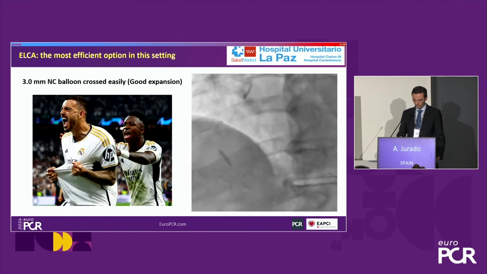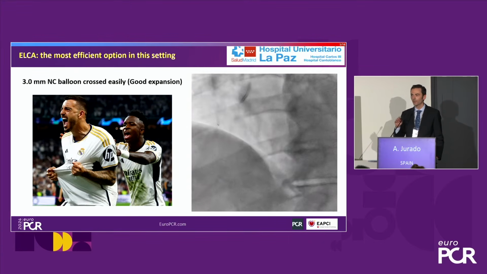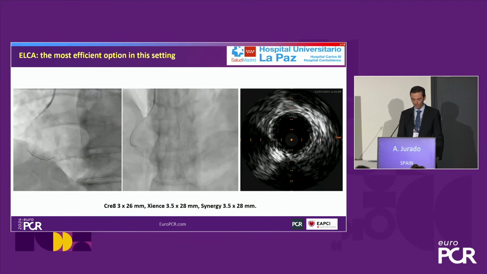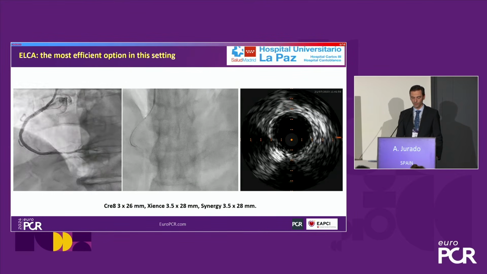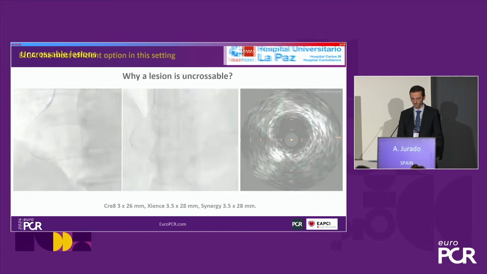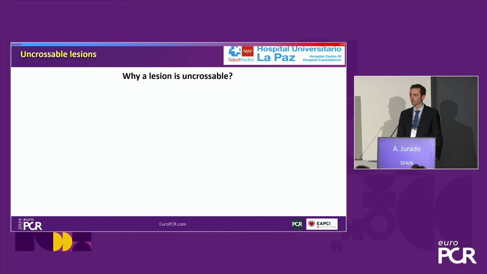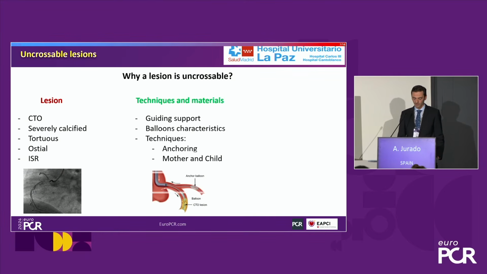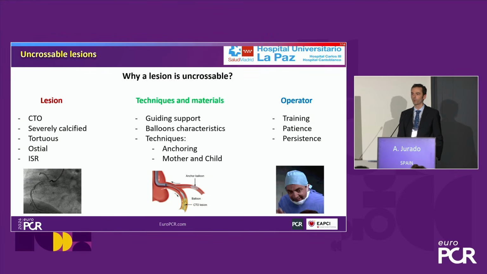Okay, so at this point, your feeling changes. You think that the case is really done, and you just need to dilate a little bit more, put your stents, confirm with IVUS, optimize everything, and that's all. No? So why is a lesion uncrossable? Just making some philosophy. Because the lesion is complex, because you are not using the proper techniques or materials, or because you have no patience or training.